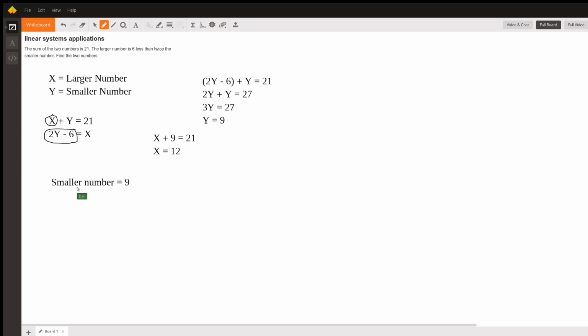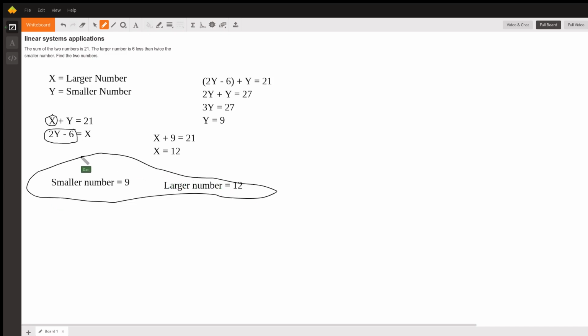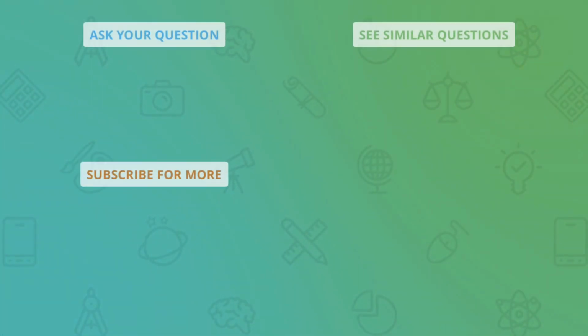So our larger number is going to be 12. That makes our answer 9 and 12 right here. Those are our answers. And if you want to go back and check your work, you can just plug those both into those original equations we found, and they should come out equal correctly.